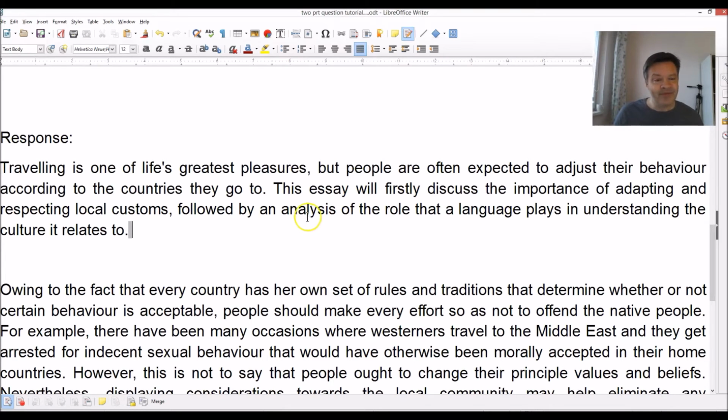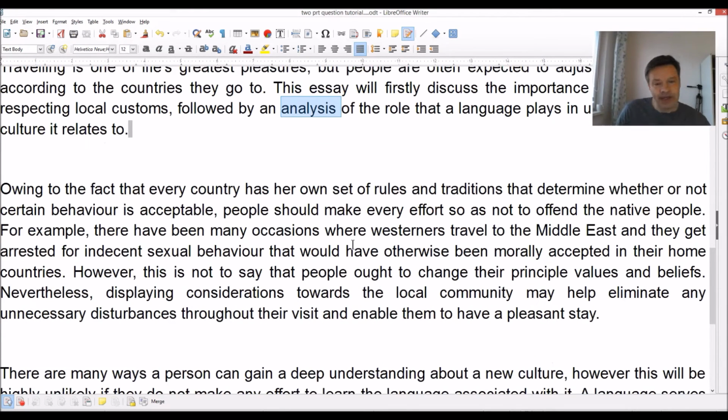Followed by an analysis. Well, we don't want an analysis. Again, it's not a discussion. It's not a discuss both views. It's not a comparison essay. It's, what do you think is this? What do you think is that? And that's it. So, introduction could be a little better. Okay. Now, let's have a look.